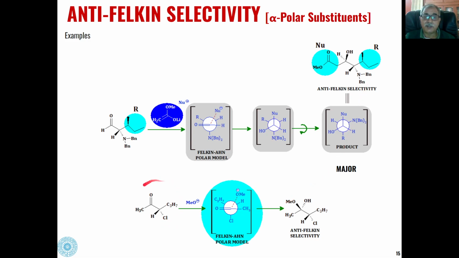Similarly, if we take the example of this ketone, here the electronegative non-chelating group is this carbonyl group. This is the smallest group. So this will be considered as the group anti to the attack of the nucleophile or perpendicular to the carbonyl system to have the opposite dipoles. And here the nucleophile is methoxide ion, and this methoxide ion will attack from the side of the smallest substituent, leading to the product with anti-Felkin selectivity.